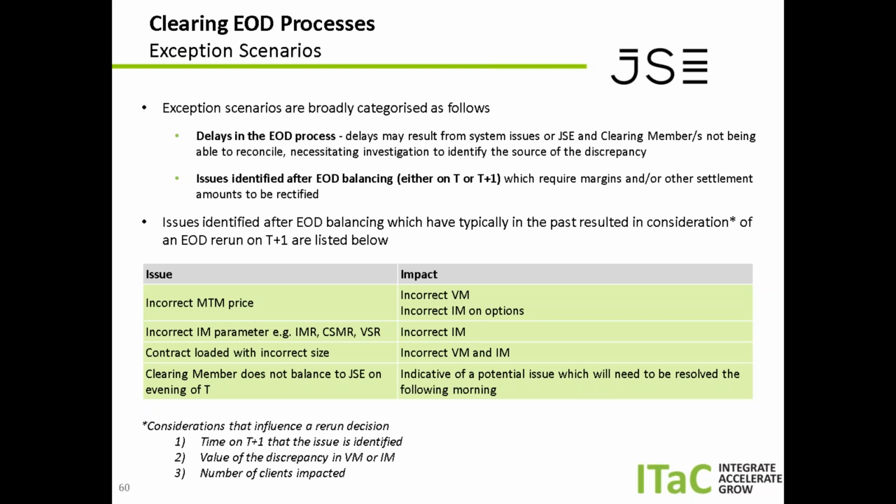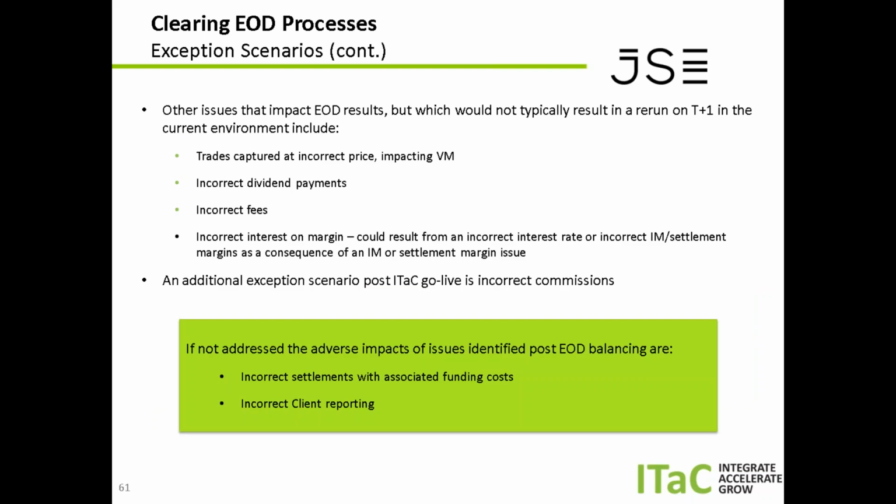Okay, then other issues that impact end-of-day results, but which would not typically result in a rerun, are trades captured at an incorrect price, incorrect dividend payments, incorrect fees, incorrect interest on margin. And the new one for ITaC is commissions, which you guys didn't have previously. So the reason for these things to be addressed boils down to incorrect settlements with associated funding costs and incorrect client reporting. So whatever mitigations that we've put in place, it's focused on fixing those two problems first and foremost.